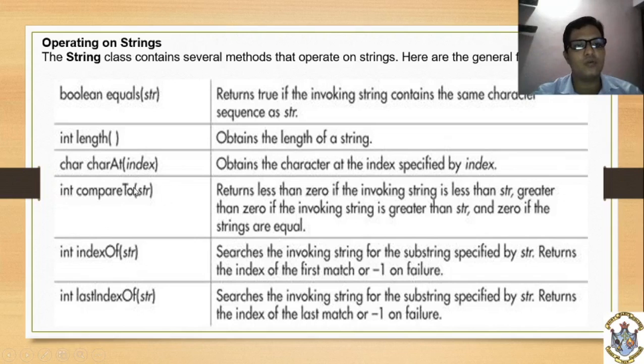int compareTo(str): please observe here. The equals and compareTo do the same kind of work. It returns true if both strings are equal. It returns a positive value if the first string is greater than the second. It returns a negative value if the first string is less than the second string. So likewise, you can compare from the ASCII value.